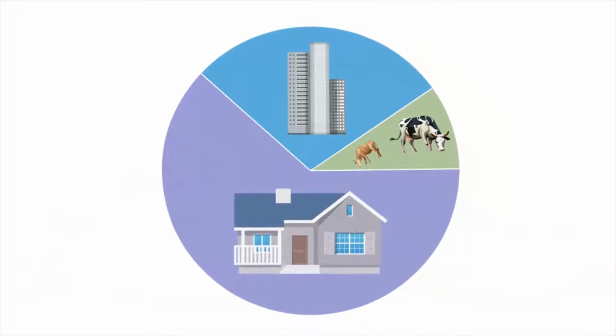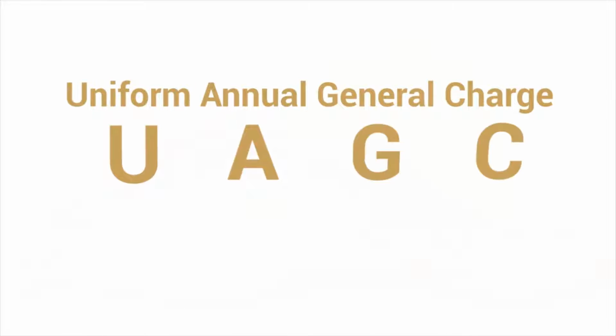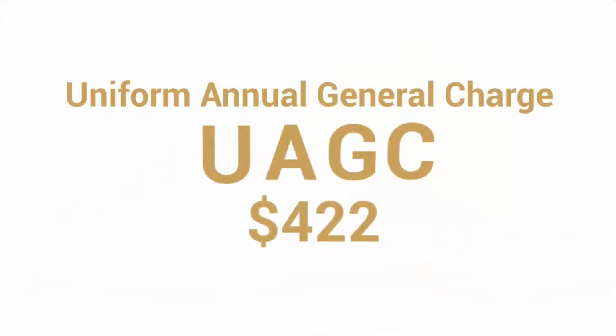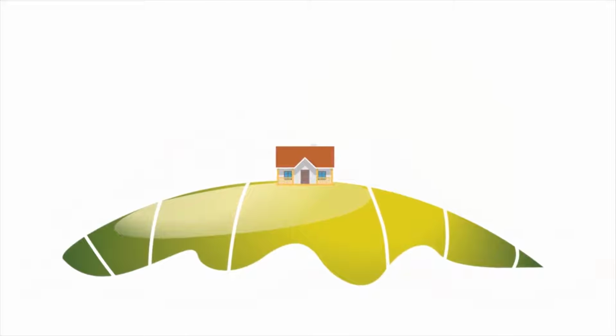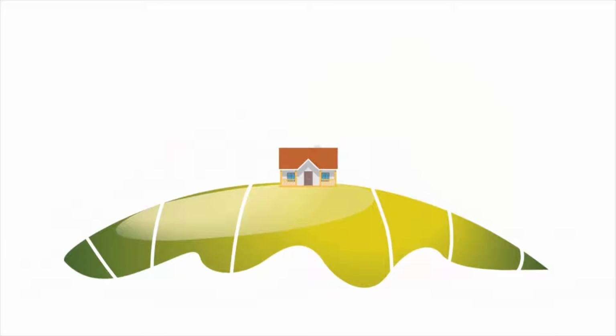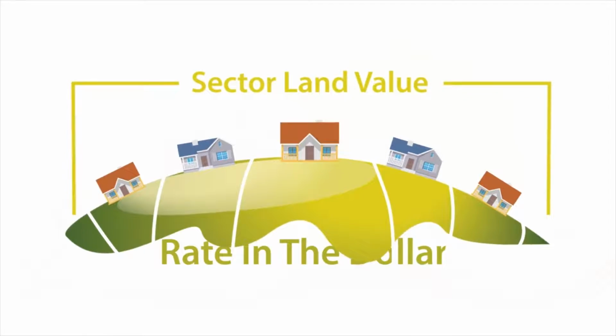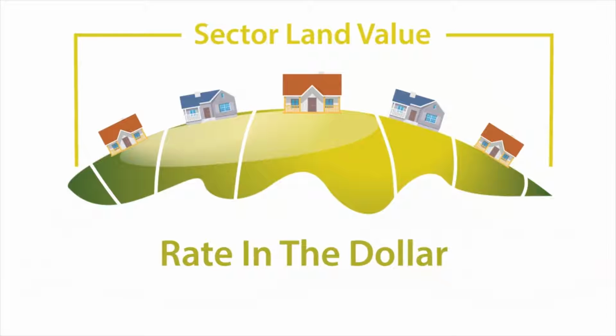This gives a total amount of general rates funding from each sector, which is then allocated to each ratepayer. Within each sector, every ratepayer pays a uniform annual general charge, or what we call a UAGC, which is currently $422. Most people pay just one UAGC. We then divide the remaining funding required by the total land value of the properties in that sector. This gives us the rate in the dollar for that sector.